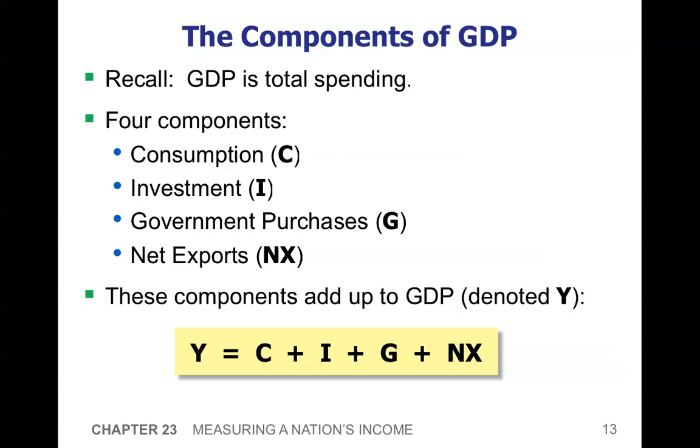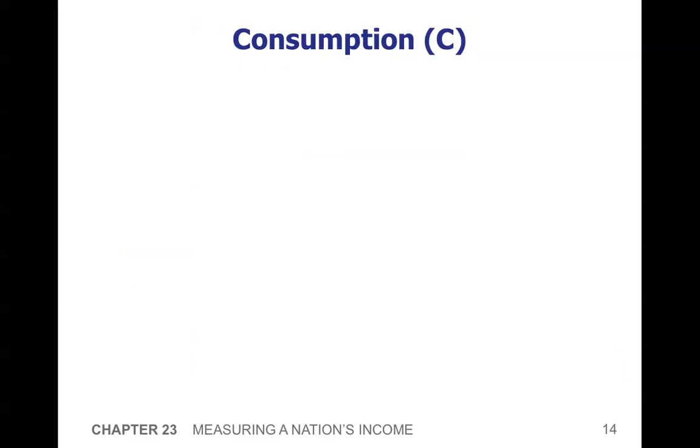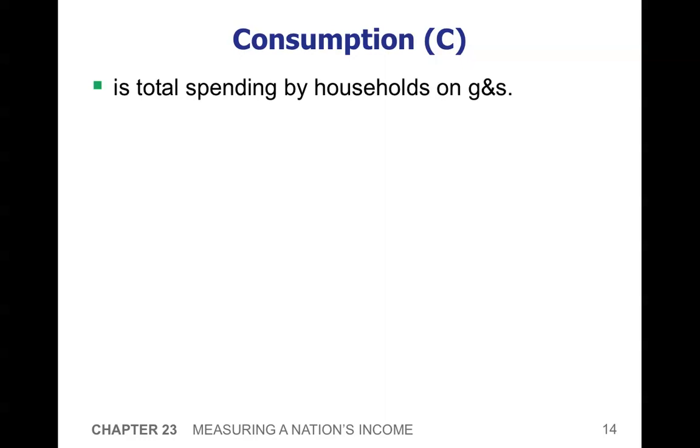The next few slides will look at each of these components in detail, starting with consumption, which is total spending by households on goods and services. So this is what households spend on various items. And remember, a household is you and I, or whoever is living in a household at a time. If it's a single person, obviously it's just that person. If it's a family, then it's that family.